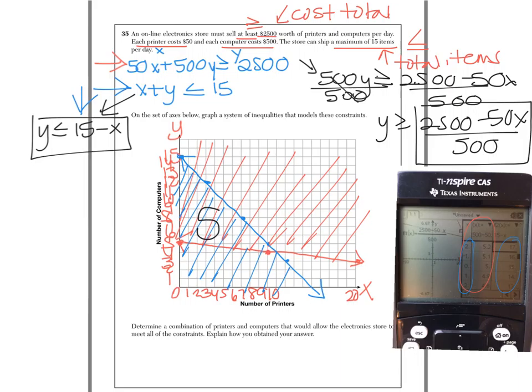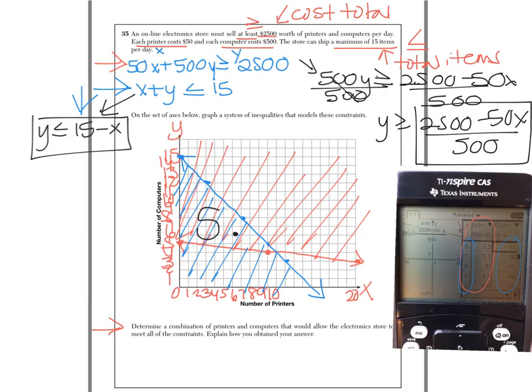So in order to determine the combination of printers and computers that would allow the electronics store to meet all of the constraints, it would be something from the crosshatched area. So we could go with any one of the coordinates that's in the crosshatched area. So I'm going to go with 6, 6.